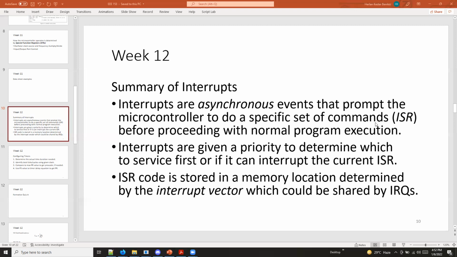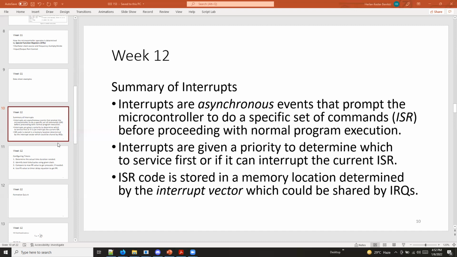This ISR is stored in memory, just like any other set of commands or instructions in our microcontroller. Since it's special, it's not in the normal location of memory. It is specified by the interrupt vector where it is in memory. Exactly where it is, is out of the scope of our discussion, but it's enough for us to know that there is something called the interrupt vector.